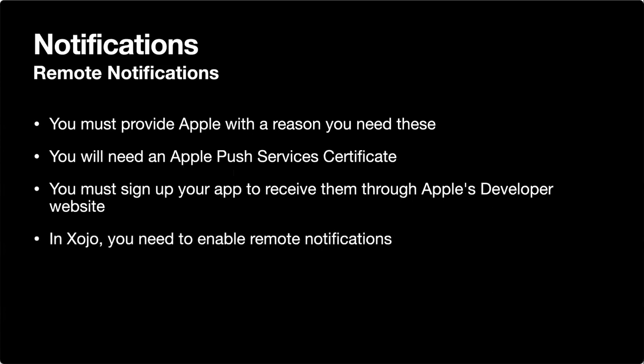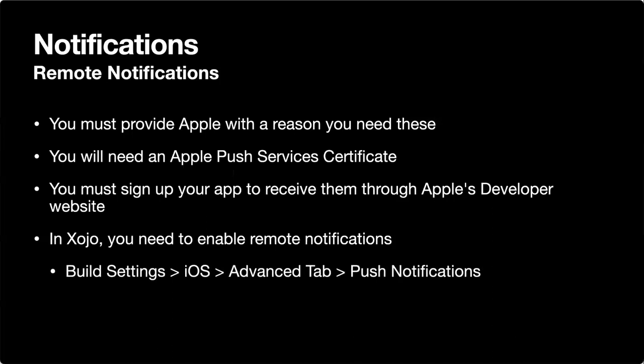And in Xojo, you need to enable remote notifications. The way you do that is you go to Build Settings, click on iOS, click on the Advanced tab, and you'll see a list of capabilities, and there'll be one that's push notifications. You turn that on to enable your app to receive remote notifications. Now, last but not least, you're going to need a service provider to send them. You can't necessarily send them yourself. That's a very complicated process.